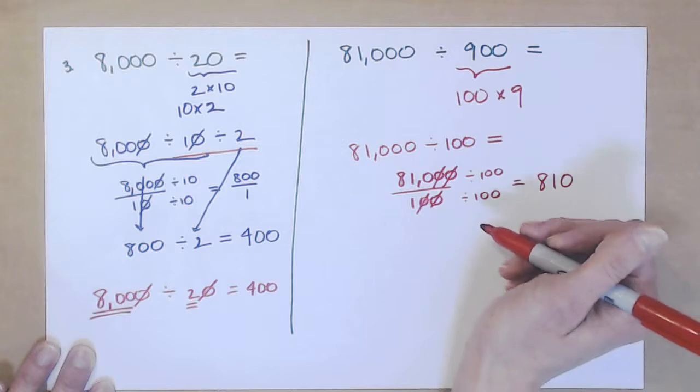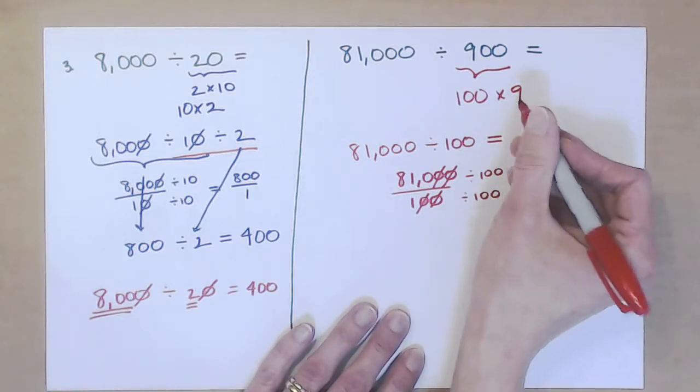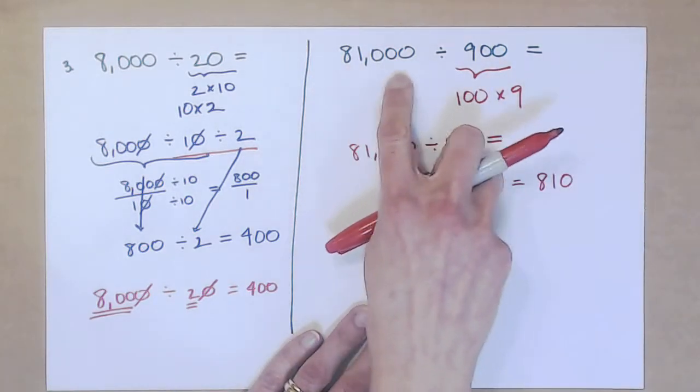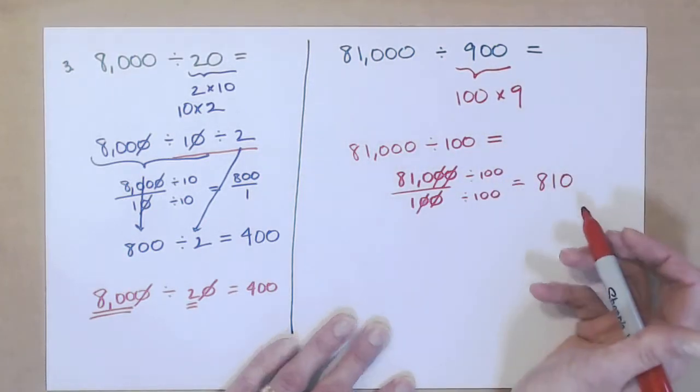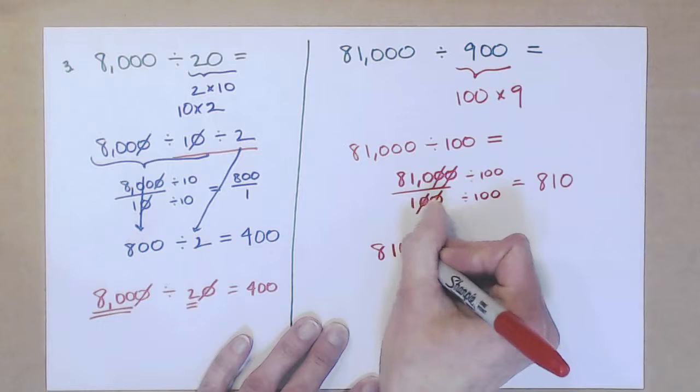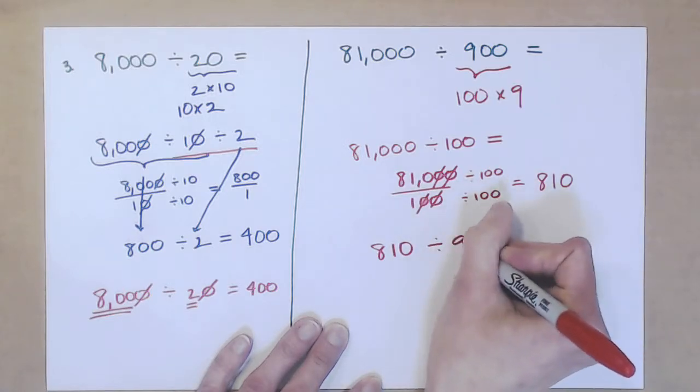So that's the first part, but we still need to divide by the 9. So what we did so far, we did 81,000 divided by 100, but we still have to take that then and divide it by 9. So 810 divided by 9.